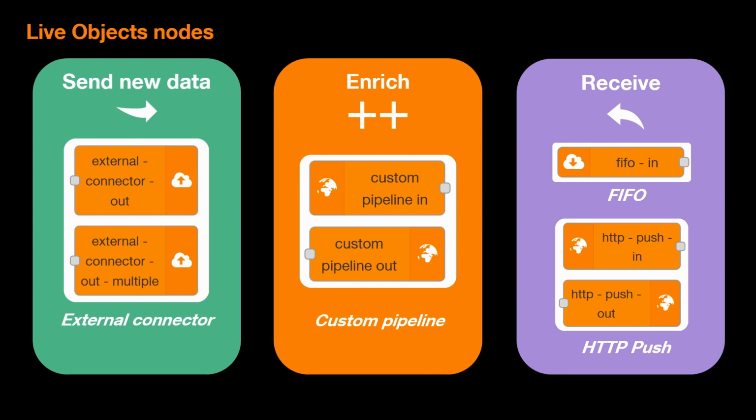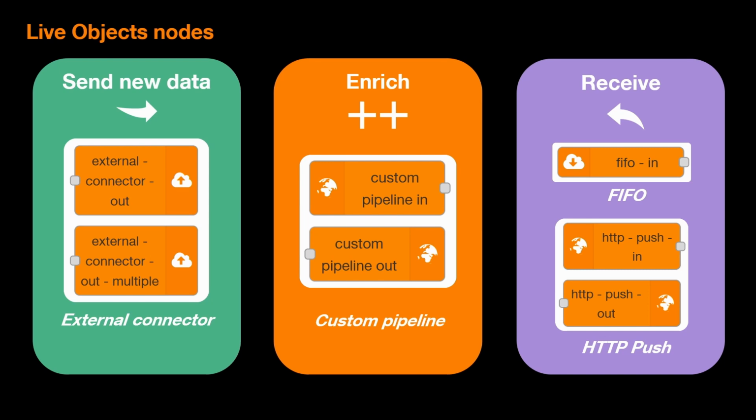To simplify the Node-RED and LifeObjects integration, we developed a set of LifeObjects nodes. Using these, you can send, enrich, or receive data from LifeObjects. Use the external connector node to send new data from Node-RED to Live Objects. In order to enrich data coming from Live Objects, utilize the custom pipeline nodes. There are in and out nodes for starting and closing pipelines, respectively.